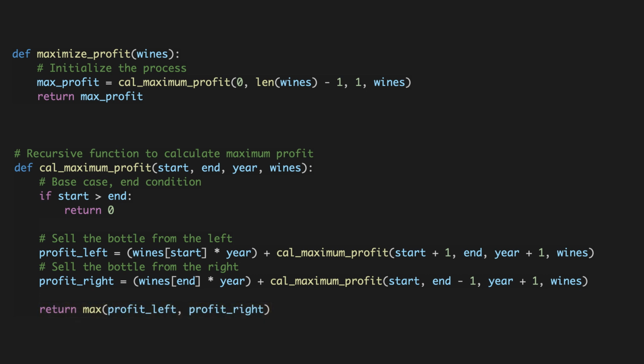The time complexity of this approach is O(2^n), where n is the length of the wine bottle prices. This is because the function solves each subproblem multiple times, leading to an exponential number of calls. The space complexity is O(n).